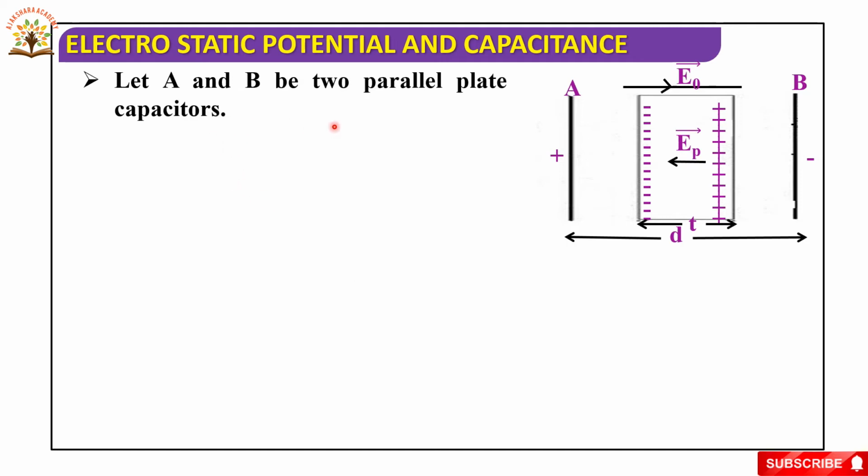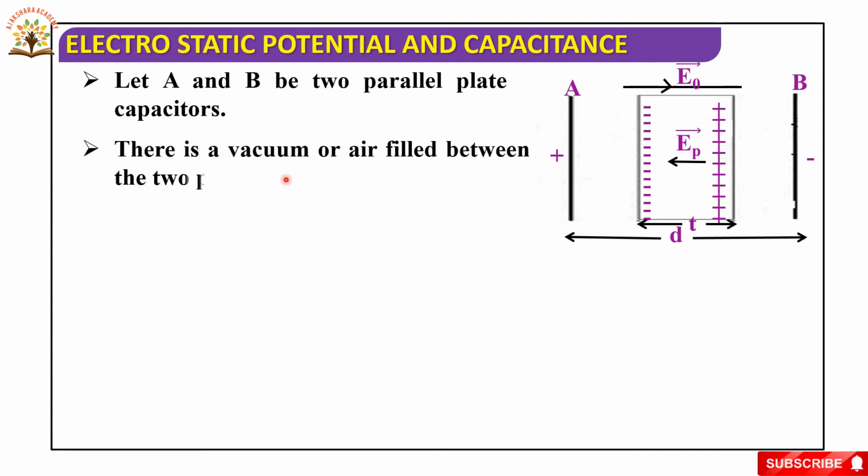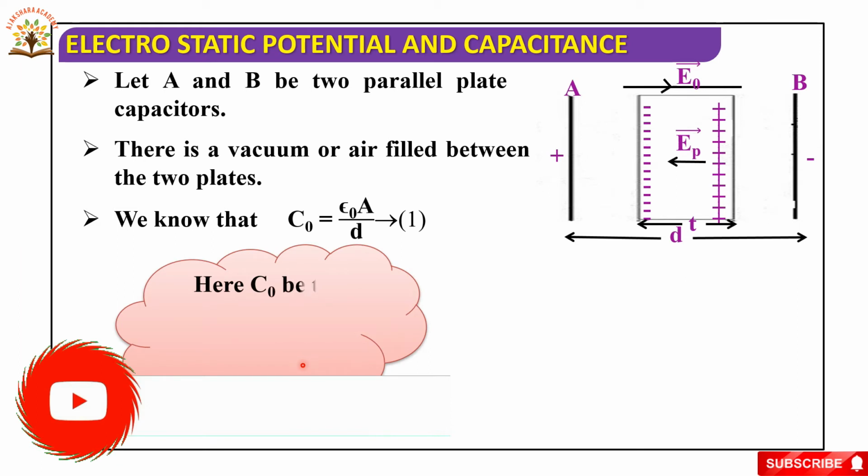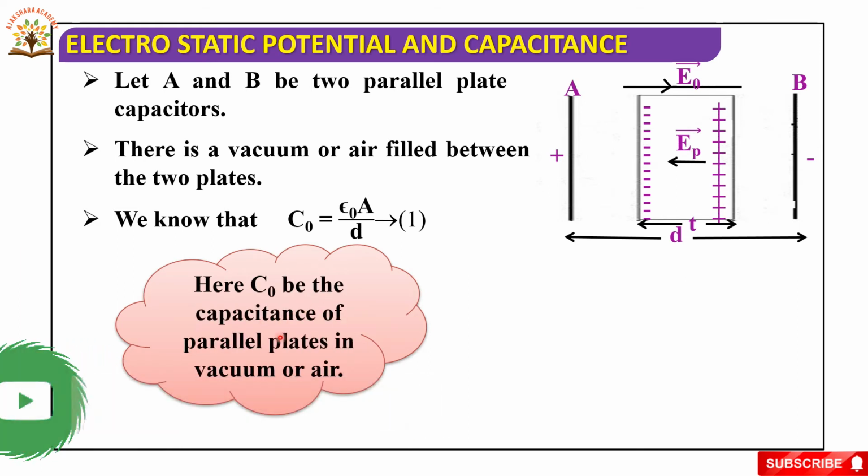Let A and B be two parallel plates of a capacitor. There is vacuum or air filled between the two plates. We know that C naught is equal to epsilon naught A by D. Consider this as equation number 1. Here C naught is the capacitance of the parallel plates in vacuum or air.